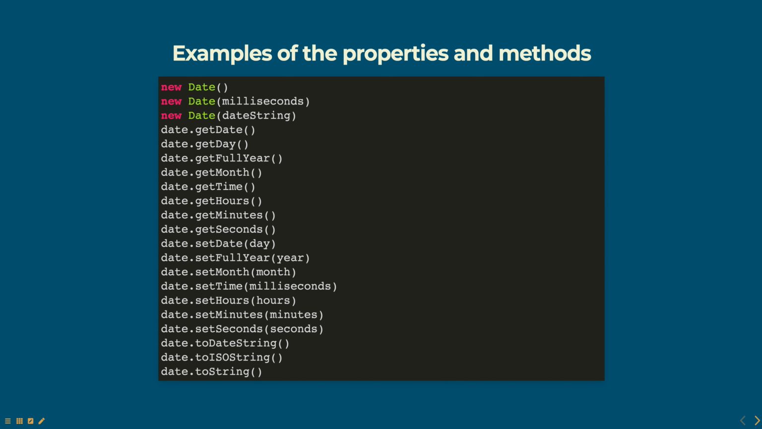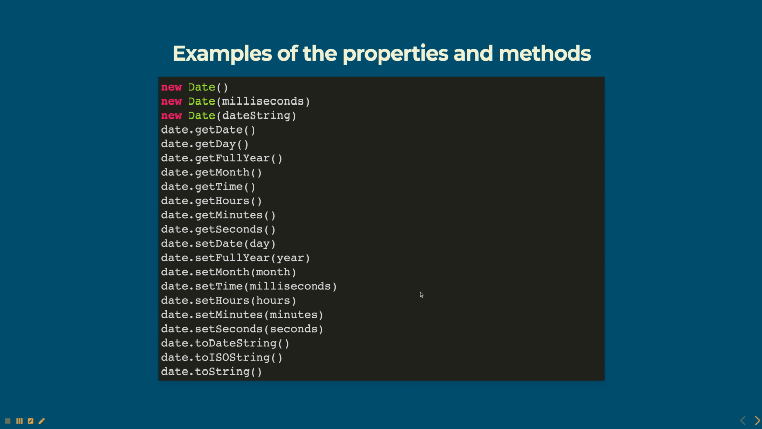Date.toDateString returns a human readable string representation of the date. Date.toISOString returns a string representation of the date in ISO format. Date.toString returns a string representation of date and time.